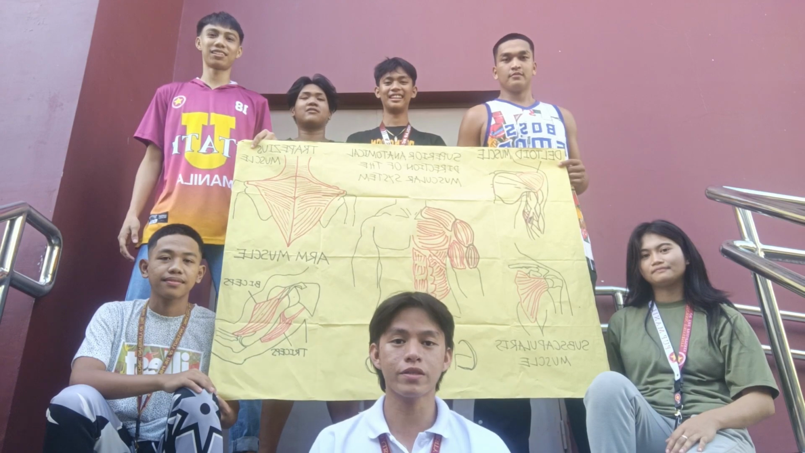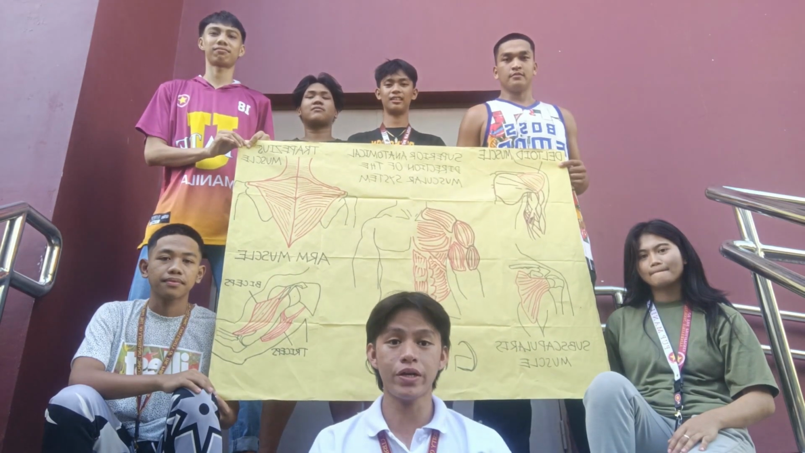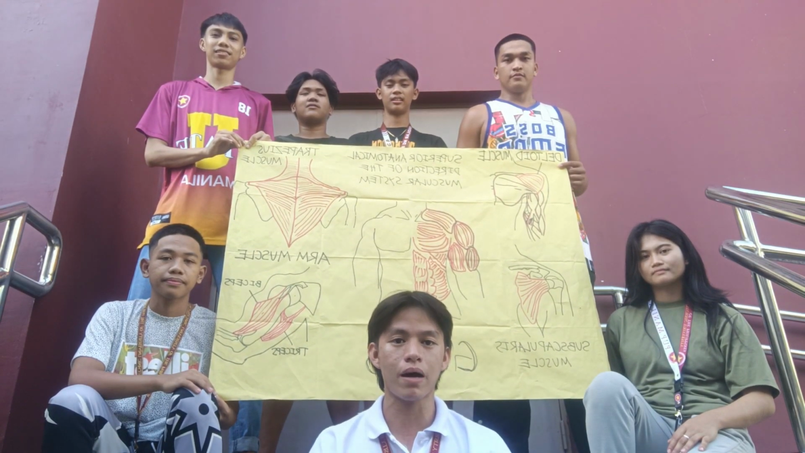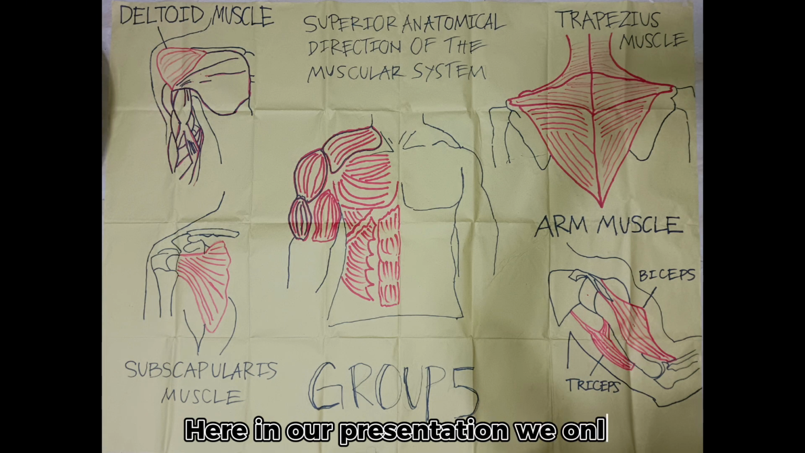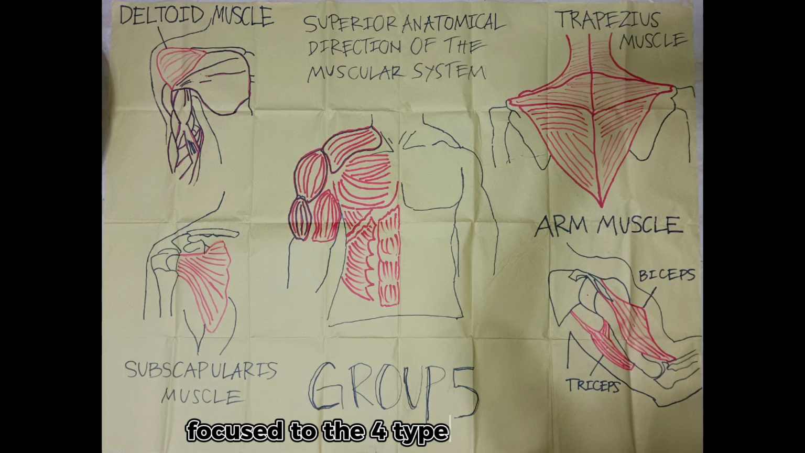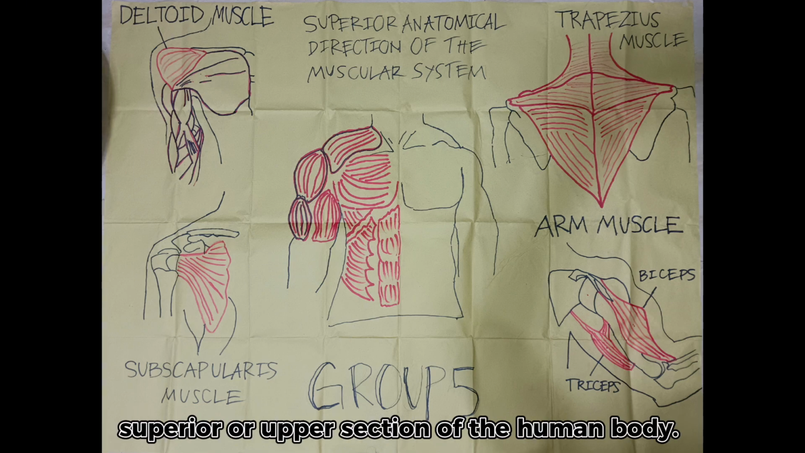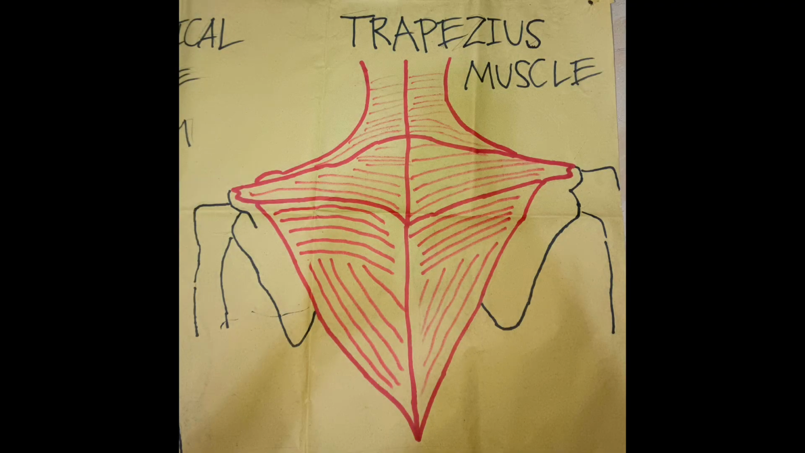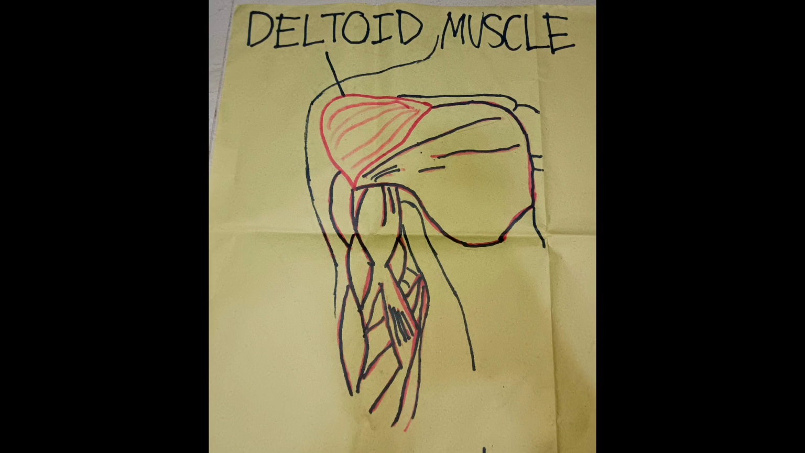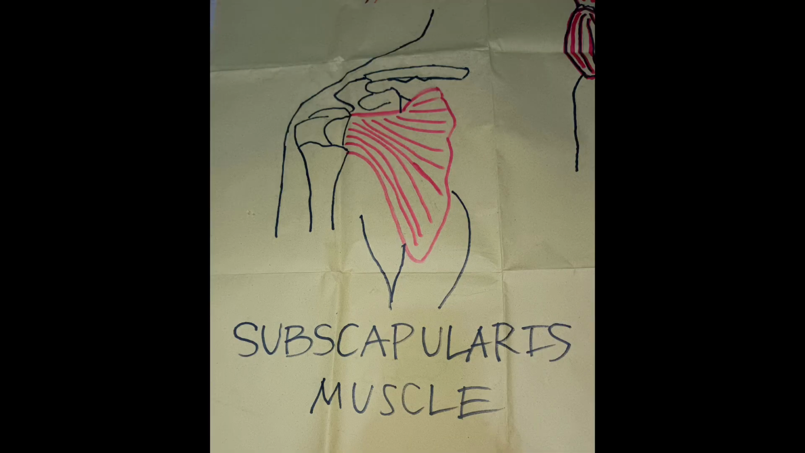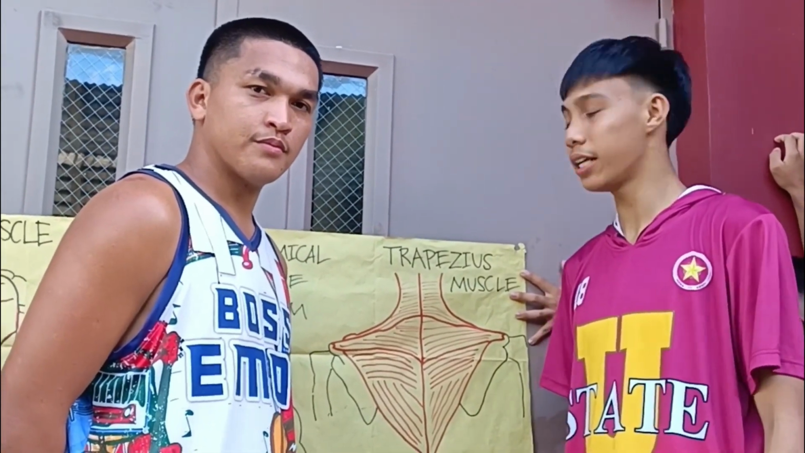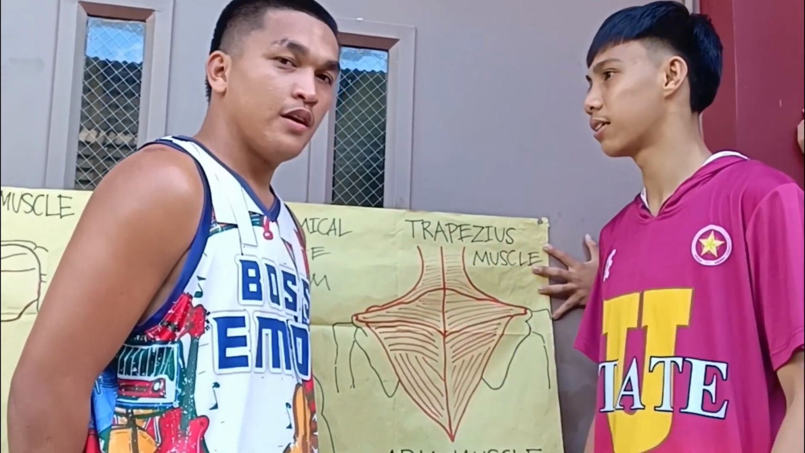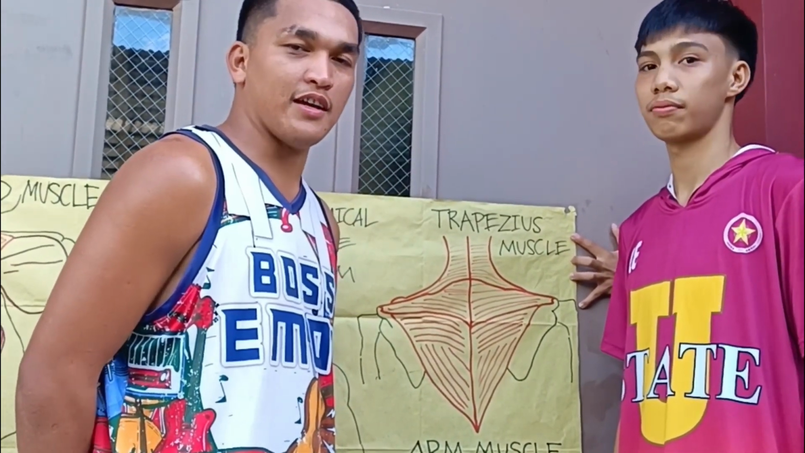Peralta. And we're going to discuss the superior anatomical direction of the muscular system. Here in our presentation, we only focus on the four types of muscle in the superior or upper section of the human body. And they are the trapezius muscle, deltoid muscle, subscapularis muscle, and the arm muscle. And now, we're going to explain the trapezius muscle and its origin, insertions, and actions.